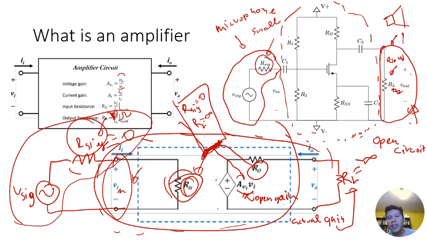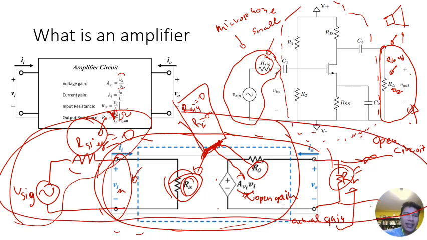Now, if they ask you for V out over V sig, and they tell you a not finite RL, then you have to include it in your circuit, because they're actually asking you for this full link. Okay, so in the next few slides, we will derive a set of equations, which I will actually summarize in the next slide. And then I'm going to conclude this video, and then I'm going to have 3 separate videos.